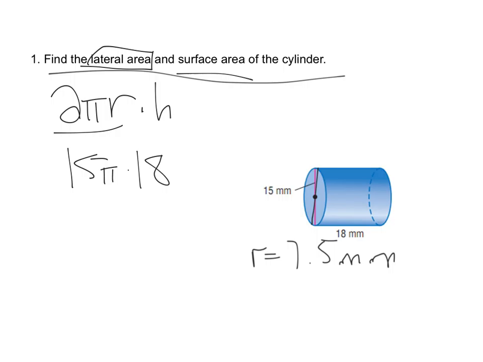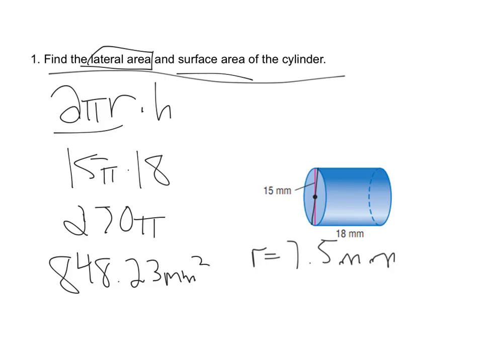You can do a quick check on that. 15 times 18, yeah, it's going to be 270 pi. So times it by pi, and you're going to get 848.23 millimeters squared. Again, realize squared is for area. So this is your lateral area right here.